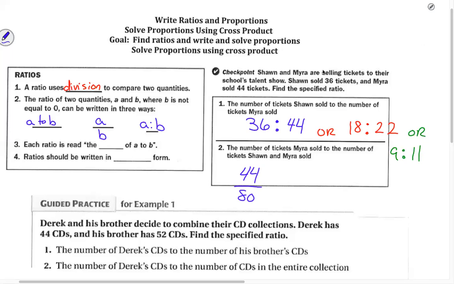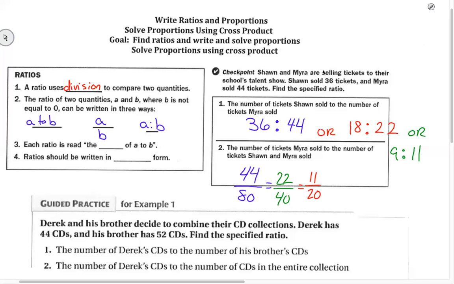So 44 to 80. And I could reduce that to 22 over 40, which could be reduced to 11 over 20. Now, why might I want to know this stuff? Well, if Maddie's looking at stuff, Maddie can say, hey, Mr. Harmon is making more than half the watches. How do you know that? Well, 11 out of 20 are making more than half the watches. Make sense? Got it? All right.